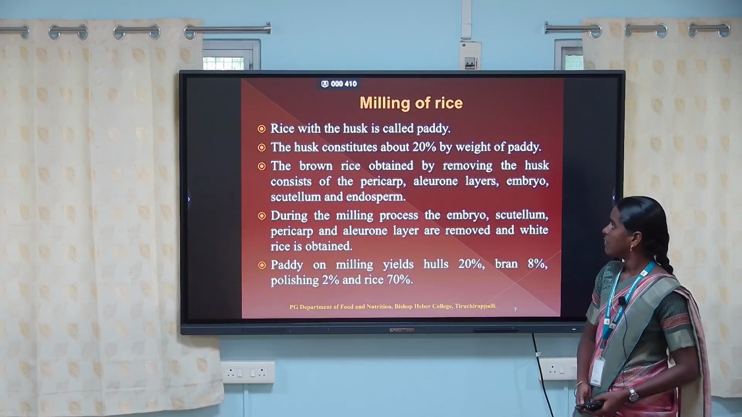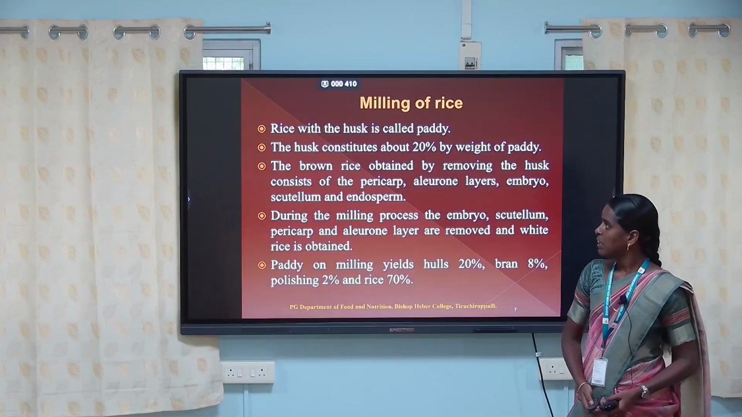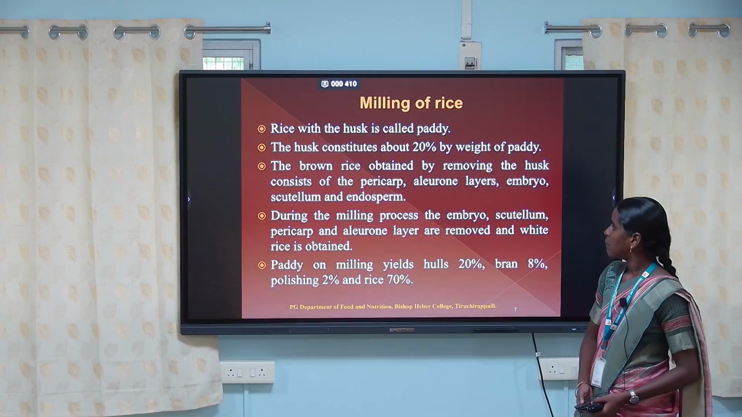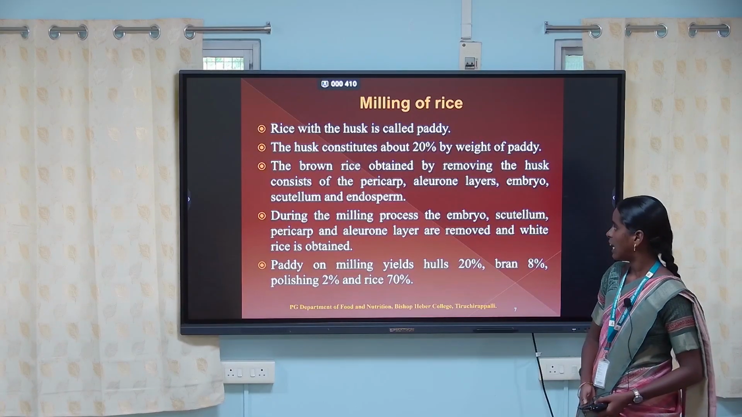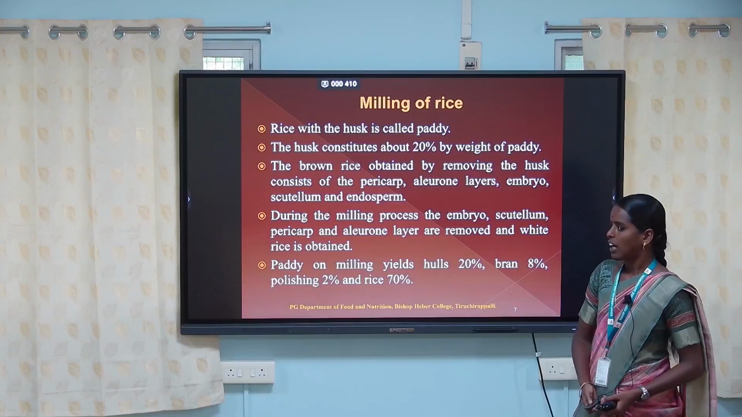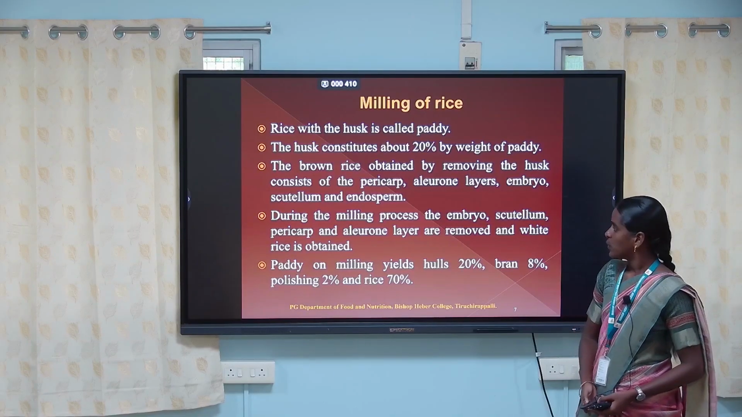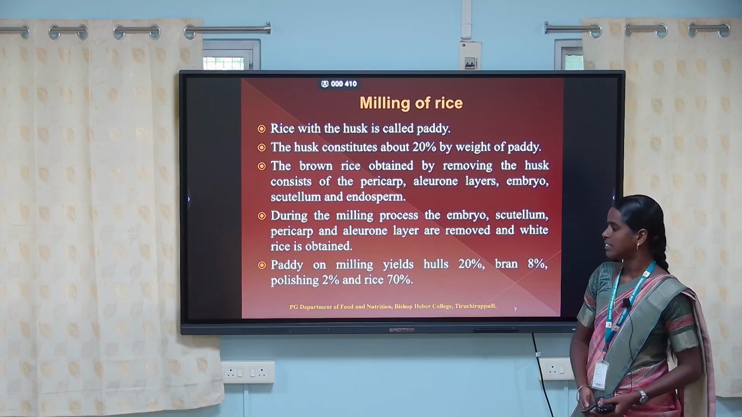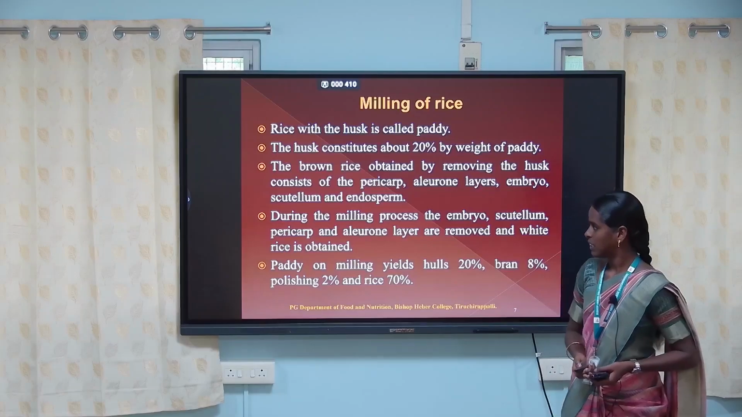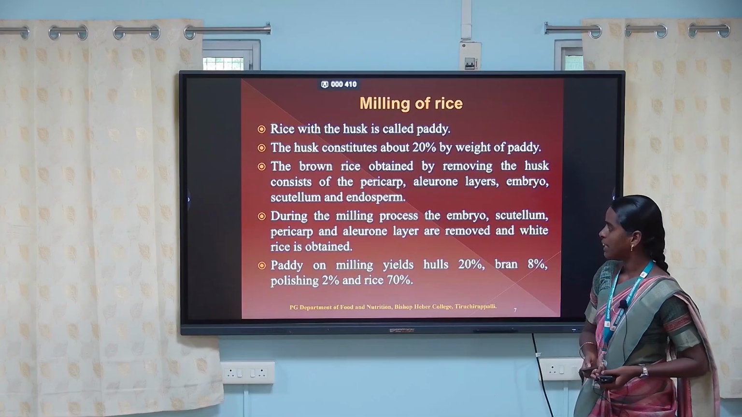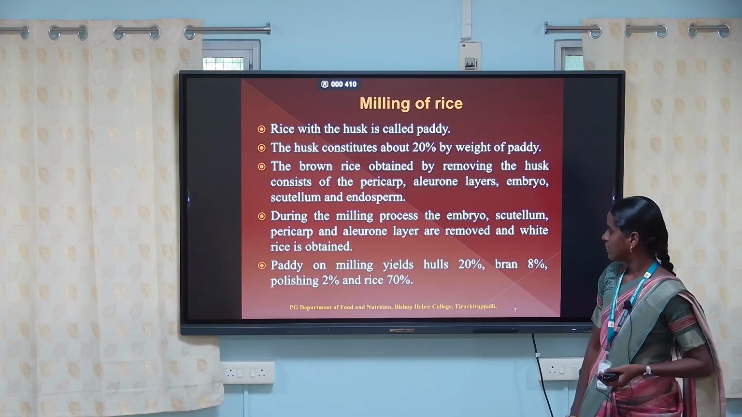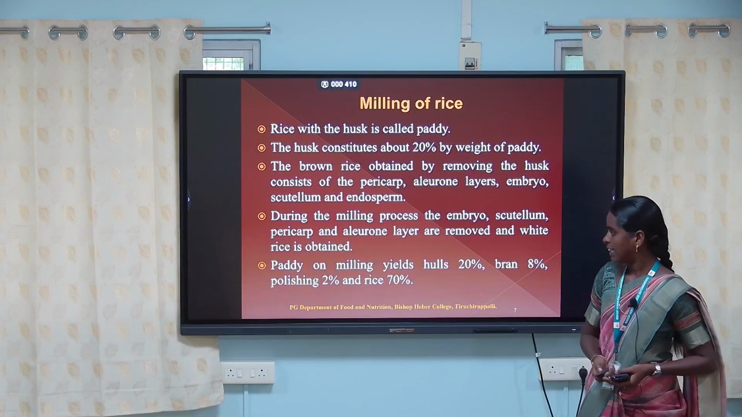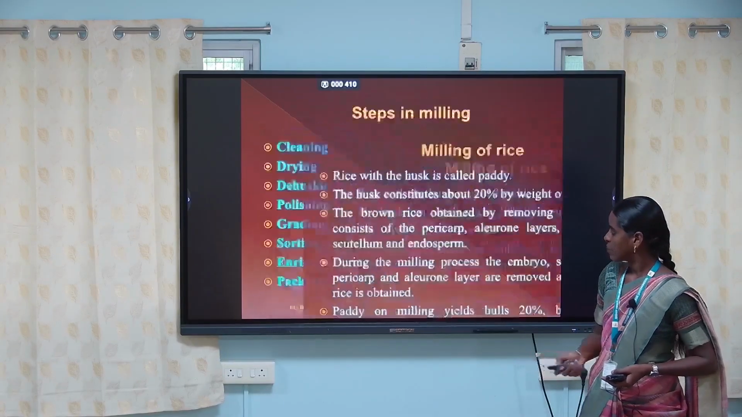Next we see about the milling of rice. Rice with the husk is called paddy. The husk constitutes about 20% by weight of paddy. The brown rice obtained by removing the husk consists of pericarp, aleurone layer, embryo, scutellum and endosperm. During the milling process, the embryo, scutellum, pericarp and aleurone layer are removed and white rice is obtained. Paddy milling yields hulls 20%, bran 8%. During polishing 20% is lost and rice will be obtained at 70%.